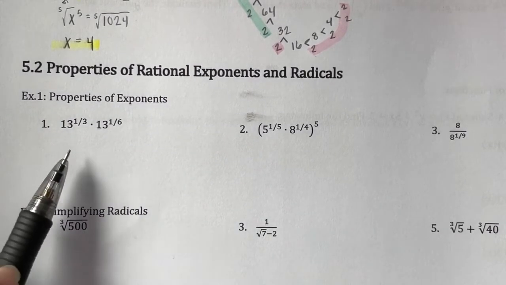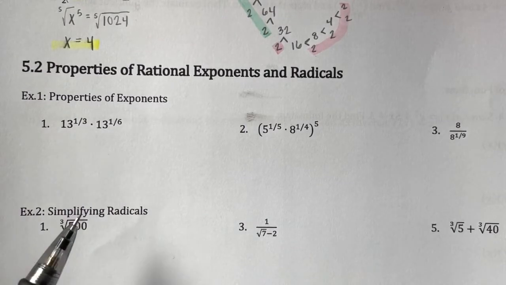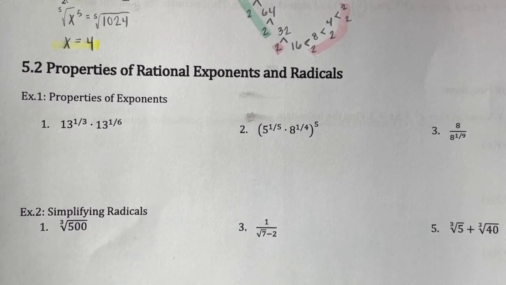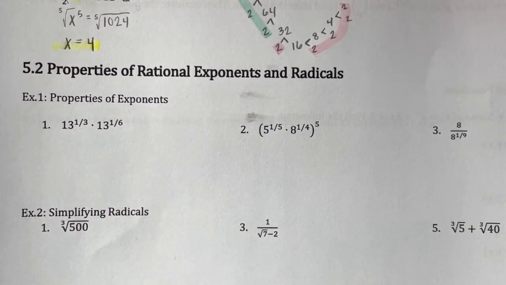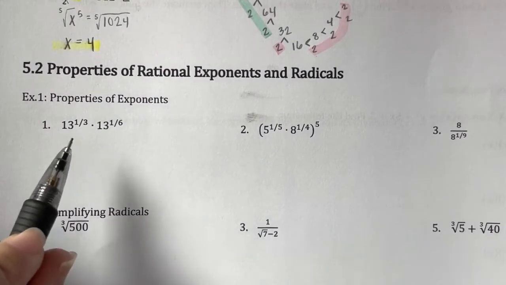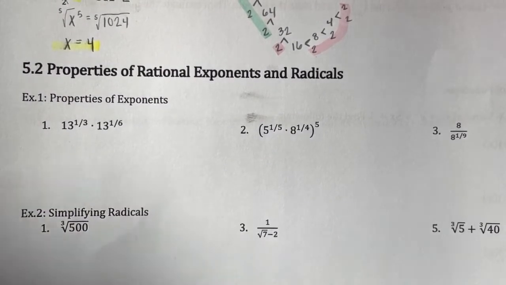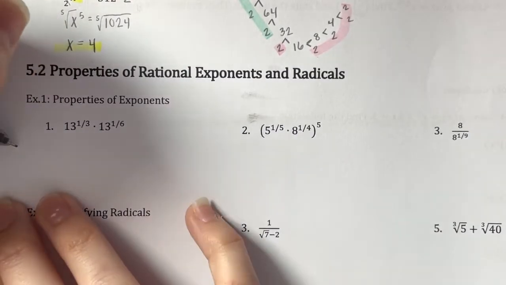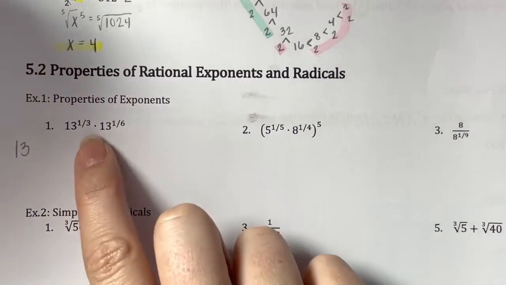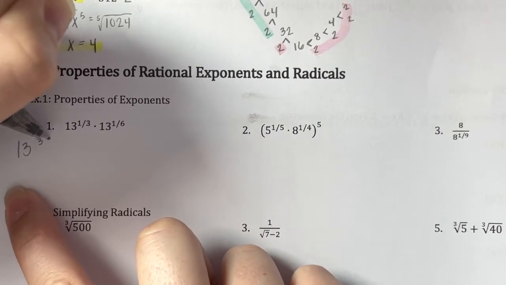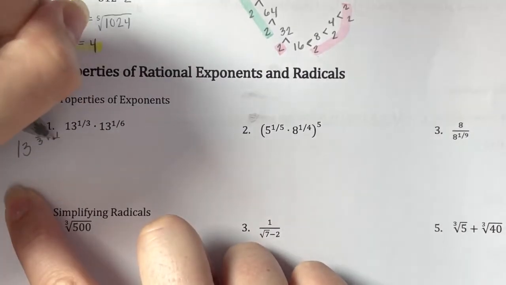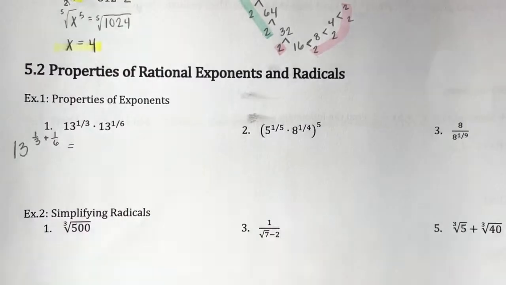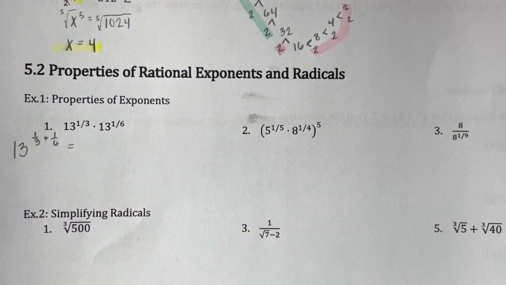So our first one is 13 to the 1/3 times 13 to the 1/6. When we have the same base, and our base is 13 in this case, our exponents are 1/3 and 1/6. When we have the same base and we're multiplying, we add the exponents. So this would be 13 to the 1/3 plus 1/6. And then once we add those exponents, we have our simplified answer.